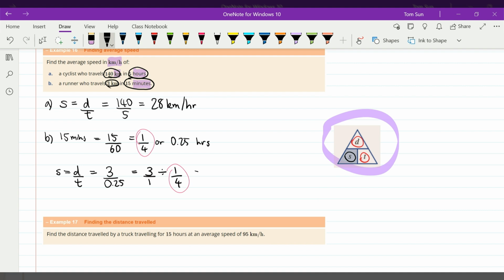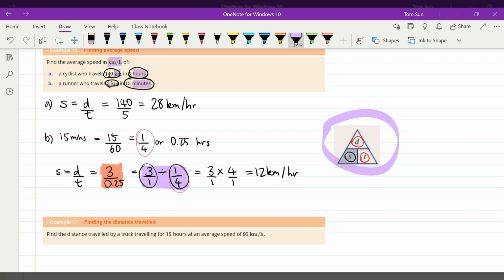So this is just 3 times 4, because of KFC: keep the first fraction, flip the second fraction, and change the sign. That's what I did. I flipped the second fraction. You can do it like this if you want to. 3 times 4 is equal to 12 kilometers per hour. You don't have to do this if it's confusing for you. Instead, you can choose to do this if you feel more comfortable with fraction division, which you should, because we've done it before.